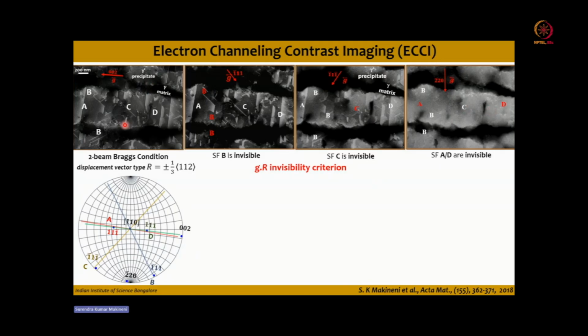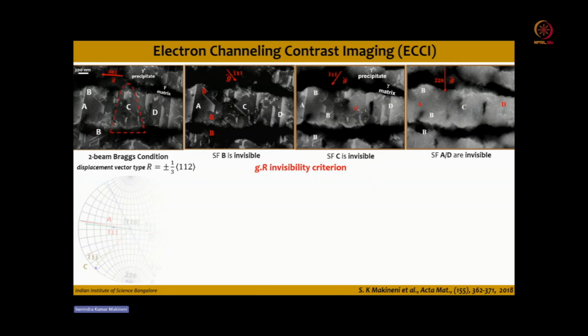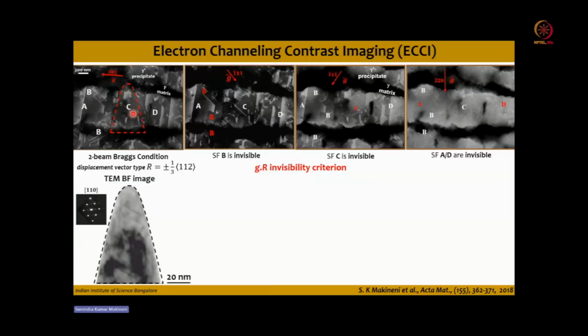Now we have identified the location. So what we do is we prepare a needle specimen from this particular region where we can cover the C type of stacking fault. We made that needle specimen by in-plane lift-out. You can see that this is the bright field image of that atom probe needle. You can see that most of the electrons are transmitted across the sample. Okay, so this is the bright field image and it is near the 110 direction.